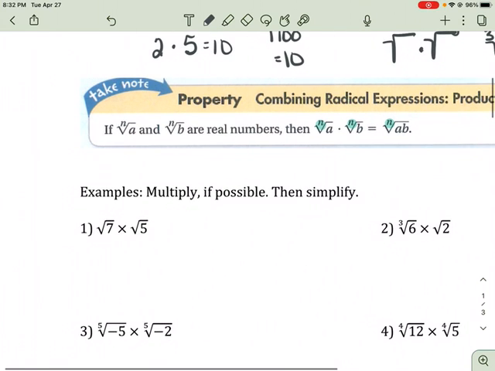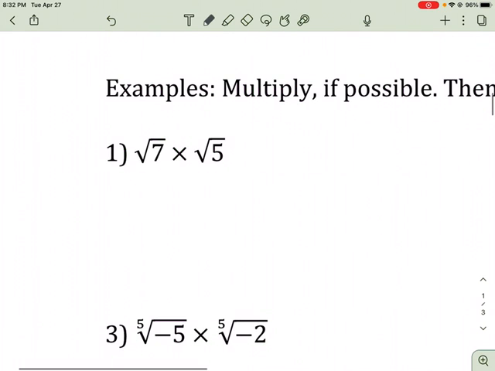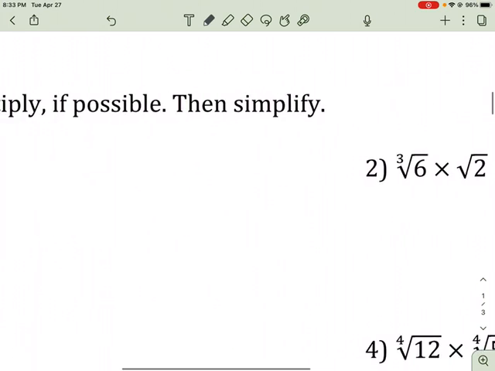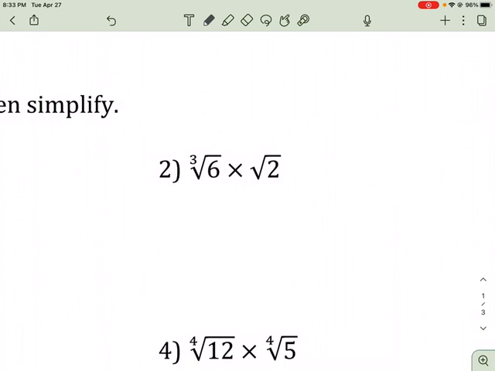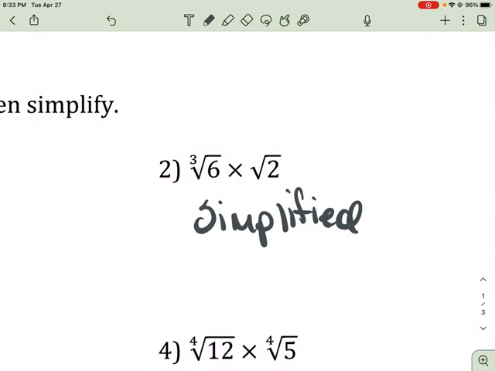We're going to multiply and then see if we can simplify them. So, square root of 7, square root of 5. They're both square roots, so I'm just going to multiply 7 and 5 and keep it underneath the square root sign. Now, if I could take the square root of 35 and get a nice integer answer, we could do that. But we can't, so I'm going to leave it as the square root of 35. Over here, I have the square root of 6 and the cube root of 6 and the square root of 2. Can't multiply. We would say this is already simplified because I can't multiply the cube root of 6 with the square root of 2.